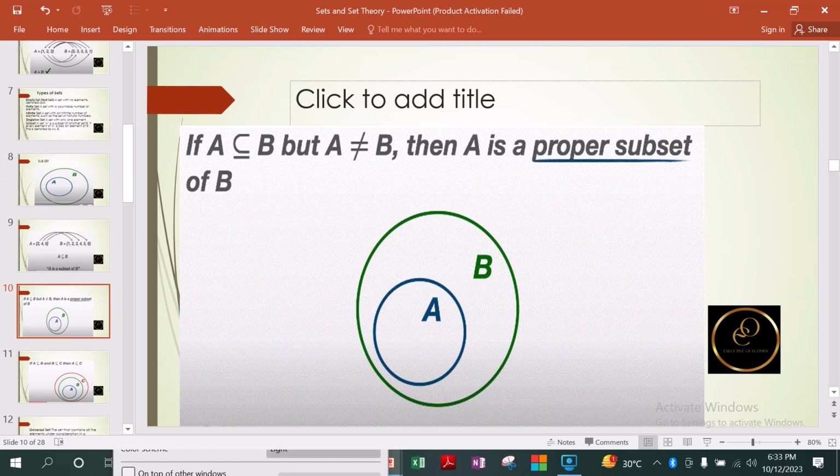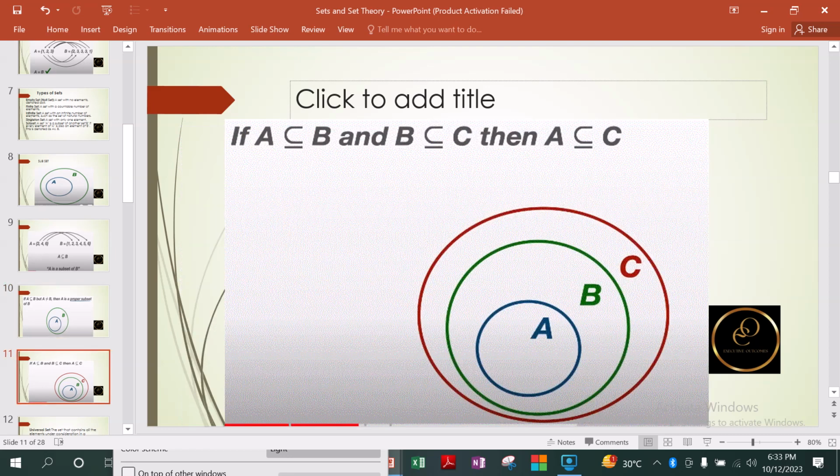Okay, so that's what it is reading there. So again, you can further extend it by looking at it in this way. If A is a subset of B and B is a subset of C, then always A and B are part of C. Therefore, you can say A is a subset of C as well, as demonstrated in this graphical presentation. Okay, so that's what it is there.